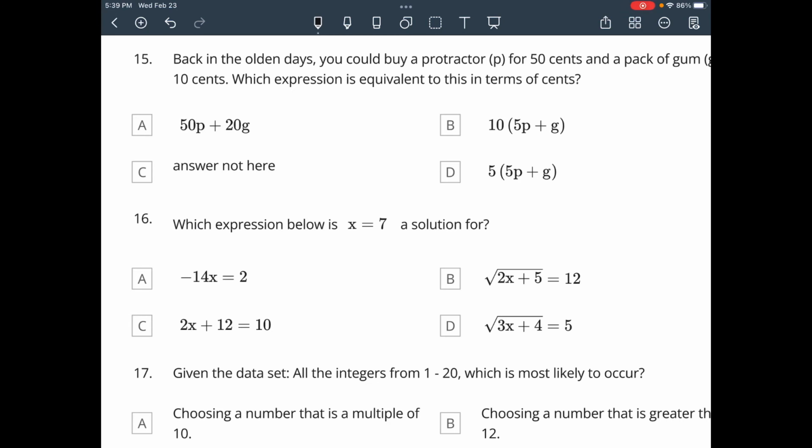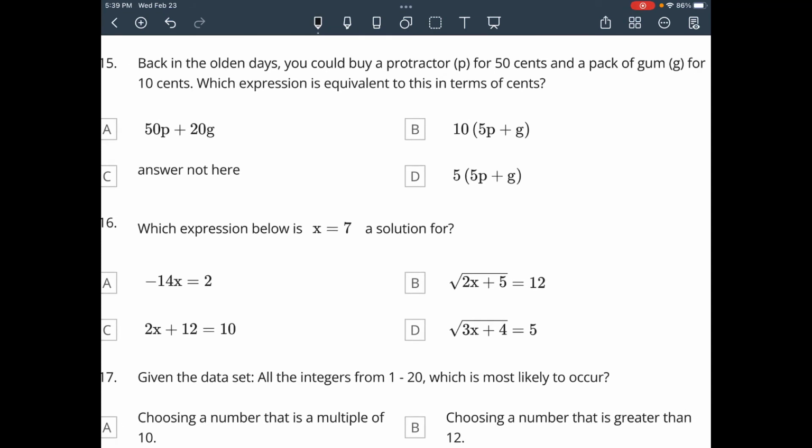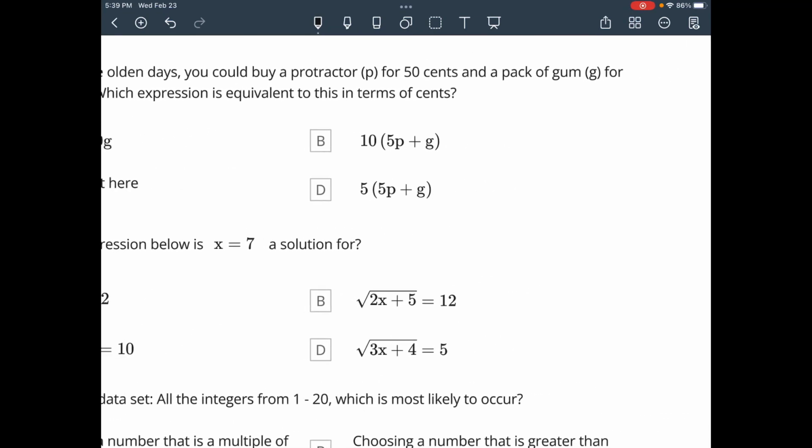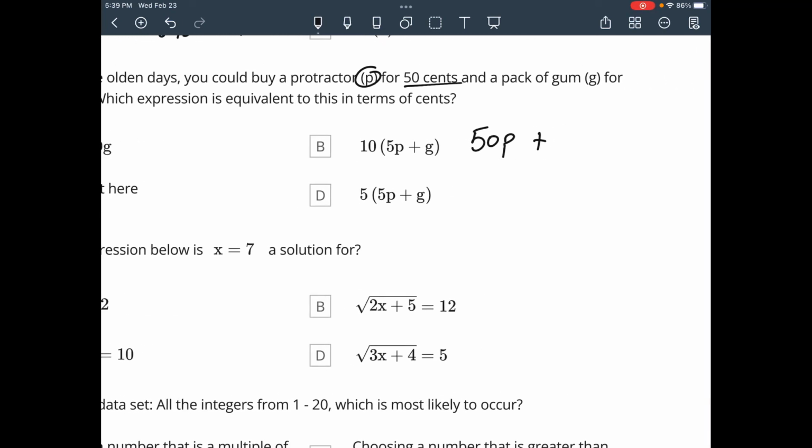So back in the olden days, you could buy a protractor, letter P, for 50 cents, and a pack of gum for 10 cents. Which expression is equivalent to this in terms of cents? Okay. Well, I can buy a protractor for 50 cents, so 50p. And I can also buy a pack of gum for 10 cents, so 10 for a gum.